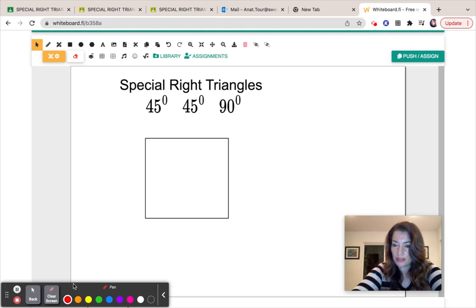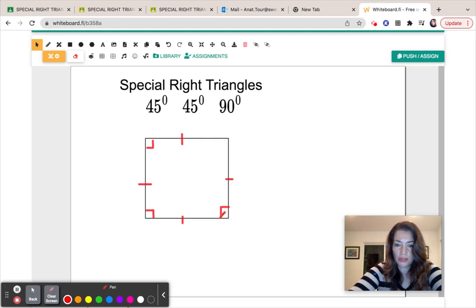What I drew here is a square, and we all know that a square has 4 equal sides. So I'm going to mark that all the sides are equal. And we also know that all the angles are 90 degrees. So I will mark that as well. So we have 90 degrees for all the angles.